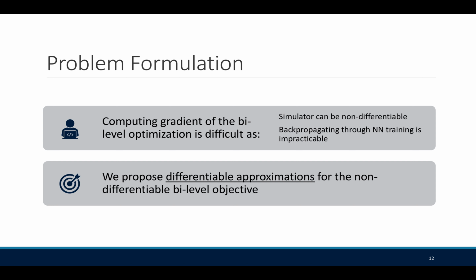Computing the gradient of the bi-level objective is difficult as the simulator can be non-differentiable and backpropagating through neural network training is impracticable. In this work, we propose differentiable approximations for the non-differentiable bi-level objective.